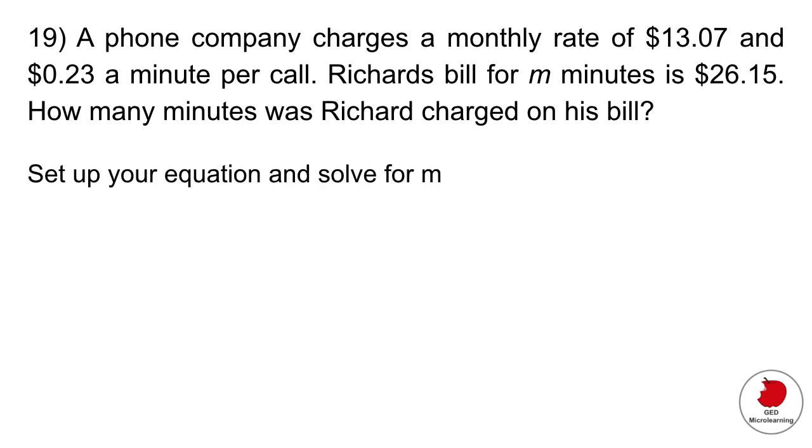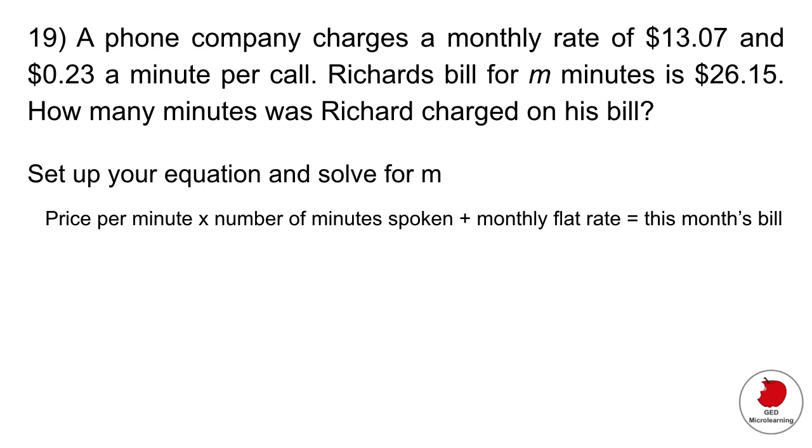Okay, so what we want to do here is first of all set up your equation and solve for M. So once again, kind of work it out in words. The total bill would be equal to your monthly flat rate, which was $13.07, plus the number of minutes that you spoke, which is, remember, each minute is 23 cents, multiplied by the number of minutes, or M, that you spoke. So like this. And then the total bill, they tell us, was $26.15. Okay, so this is the equation that you're going to set up.